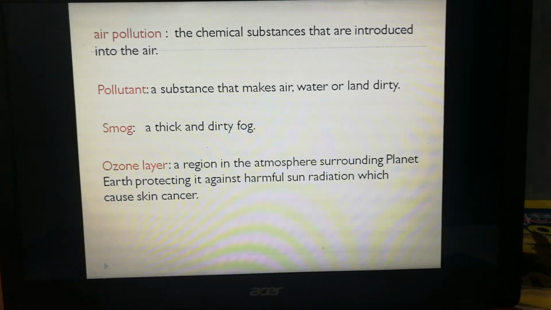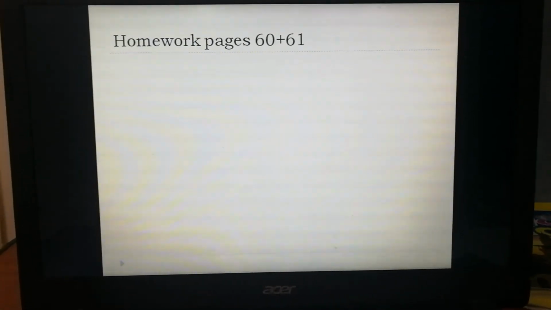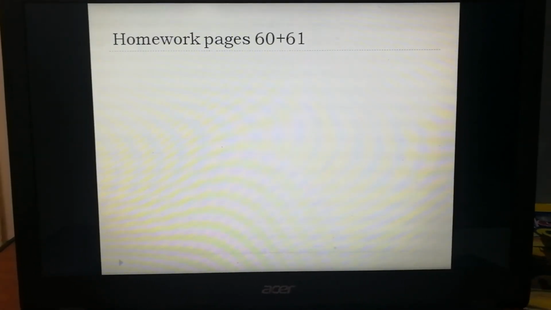Now, when you finish, go to your workbook and do the homework, pages 60 and 61.